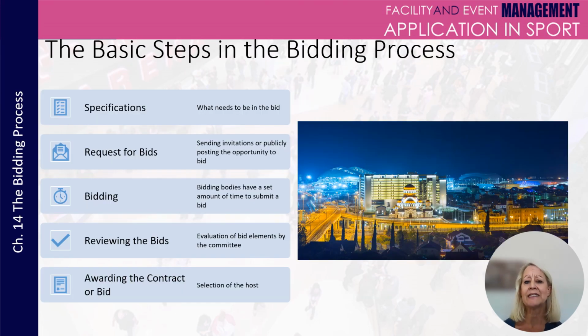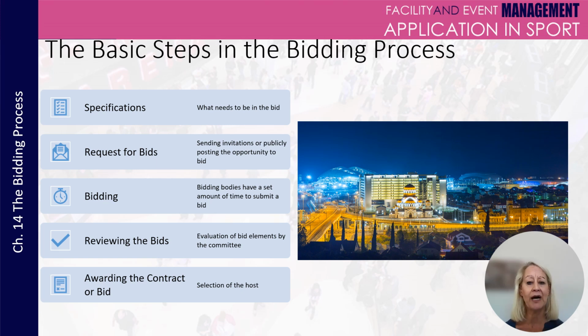So let's walk through the basic steps involved in the bidding process, which are essential to understanding when planning to host a sport event. We begin with the specifications. This step defines exactly what needs to be included in the bid, everything from facility requirements and accommodations to infrastructure and security. Next is the request for bids.